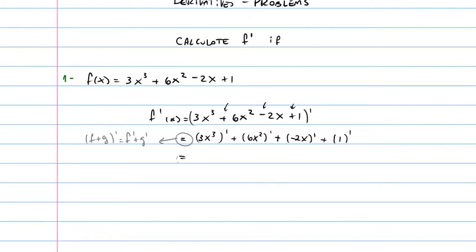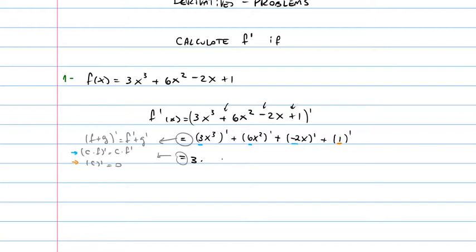And now we're gonna have to use two properties. Well, first of all, we have a few constants here that are multiplying x to the power something. So 3, 6, and minus 2 are constants. And then we have the derivative of 1. So we're going to use two properties. First, that the derivative of c times f is c times the derivative of f. This is what we're going to do for 3, 6, and minus 2. And then for plus 1, we're going to use that the derivative of a constant is just 0.